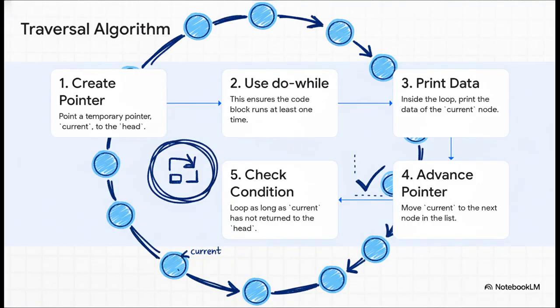The real secret sauce here is in steps 2 and 5, using a do-while loop. This is so important. It lets us process that first node before we even start checking our condition. From there, we just move our pointer, print the data, and keep looping until our pointer lands back on the head again. That's our signal. We've made one full lap, and it's time to get off the ride.